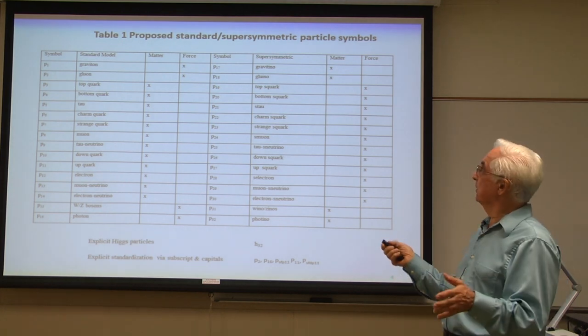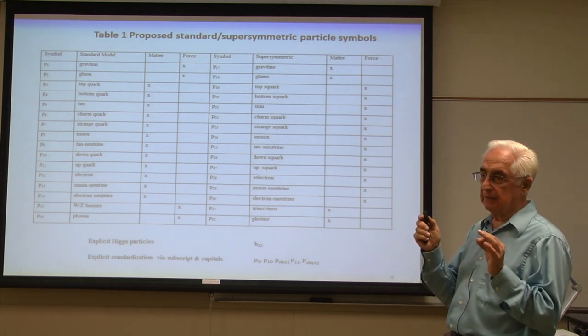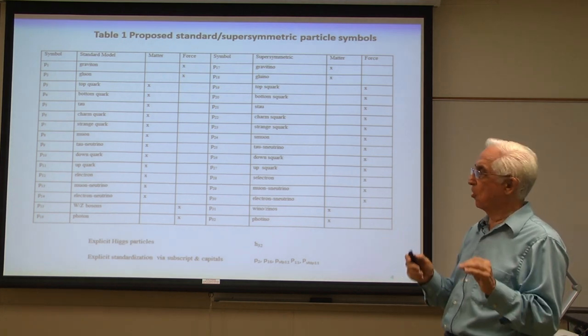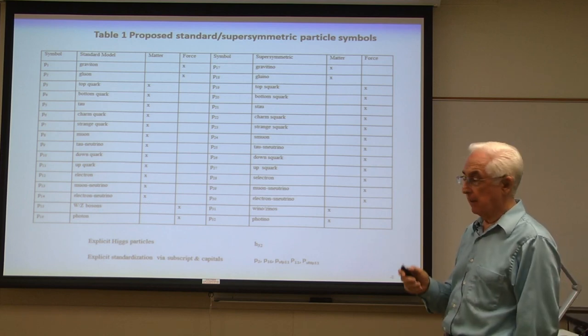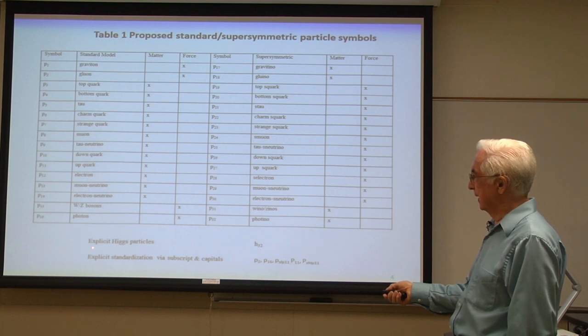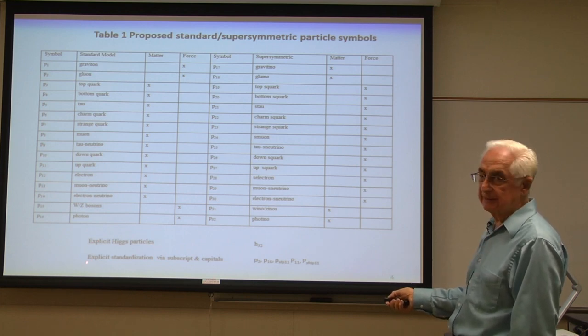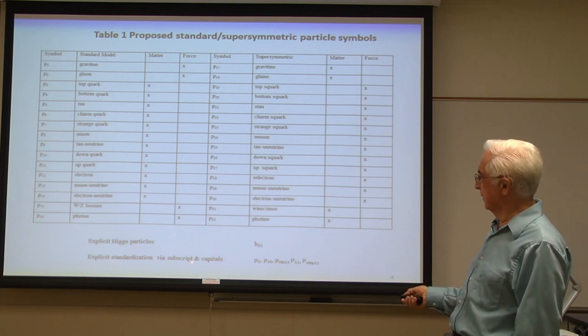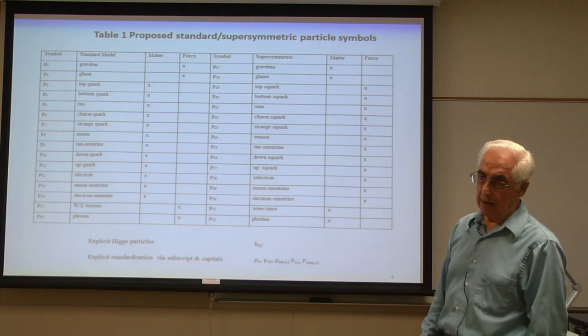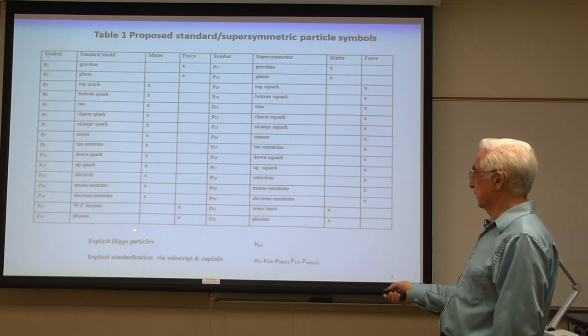And my P16 photon in the existing symbols is a gamma. The reason why I went to the proposed symbols is the existing symbols are inadequate for an integrated theory of everything. And there are two reasons for that. Existing symbols do not have explicit Higgs particles, and existing symbols have many ambiguities which can be eliminated via subscripts and capitals.